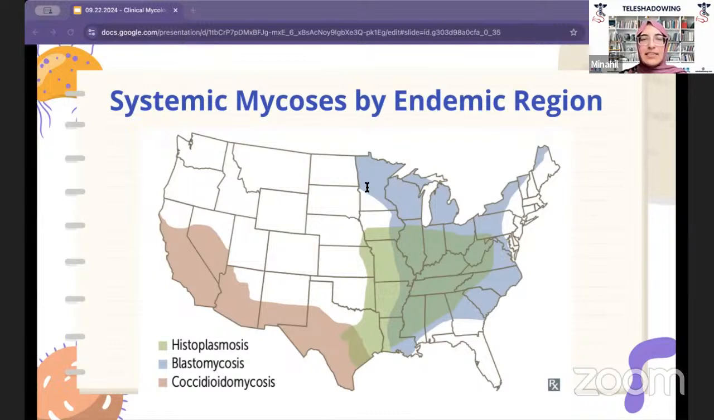So in the context of systemic mycoses, there's something called endemic. Endemic refers to a disease that's regularly found in specific geographic regions. There are certain fungal infections like histoplasma, coccidioides, and blastomyces. They are endemic to specific areas of the United States.